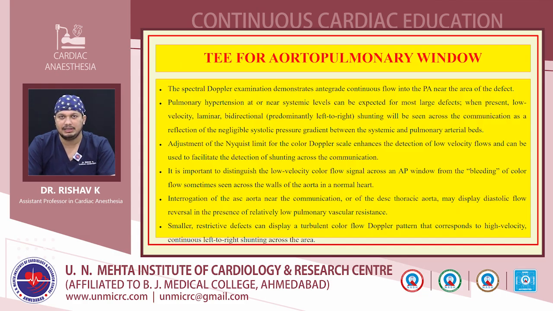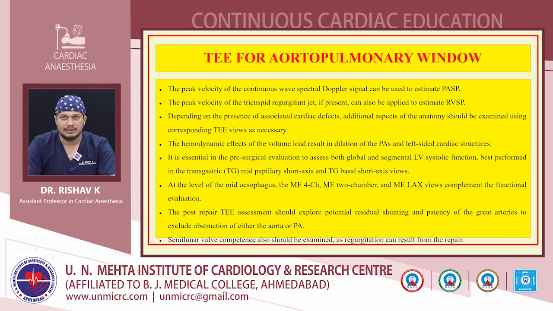So as long as the pulmonary vascular resistance is low, there will be continuous left to right shunting, but gradually the pulmonary vascular resistance will increase as a result of pulmonary overcirculation, and that can result in pulmonary hypertension and reversal of the shunt.